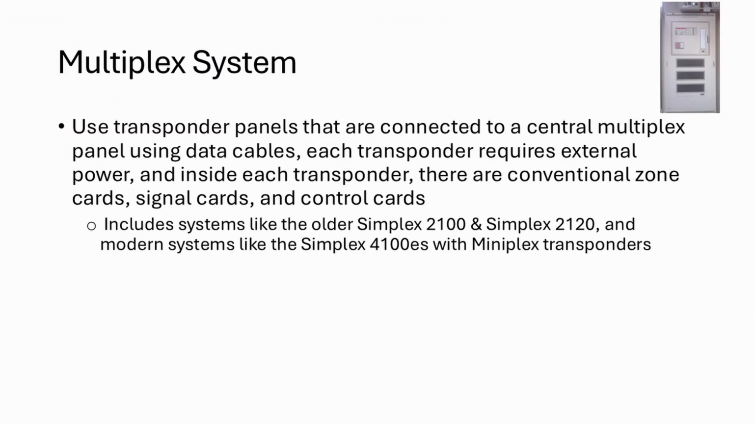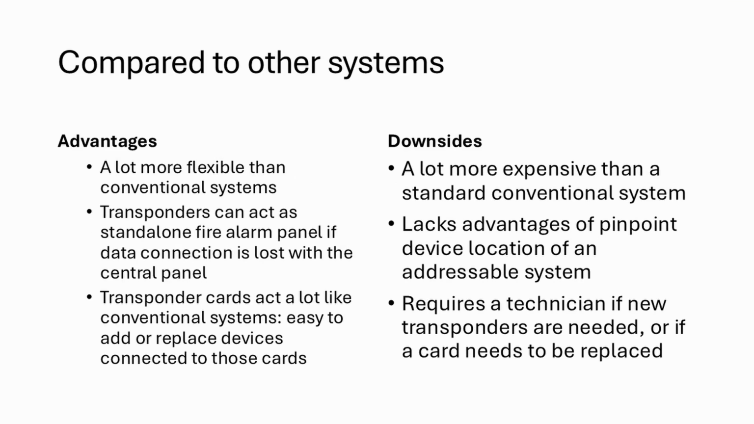Multiplex system. Multiplex systems use transponders that are connected to a central multiplex panel using data cables. Each transponder requires external power, and inside each transponder cabinet, there are conventional zone cards, signal cards, and control cards. This includes systems such as the older Simplex 2100 and 2120, and includes modern systems such as the Simplex 4100 ES with miniplex transponders.